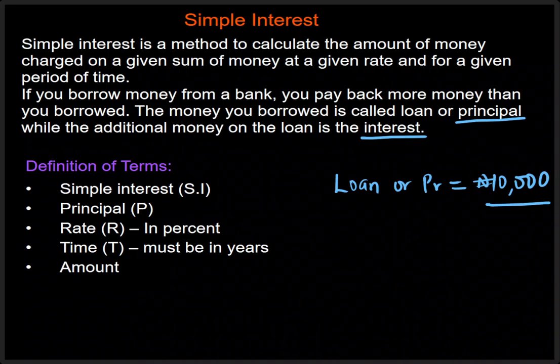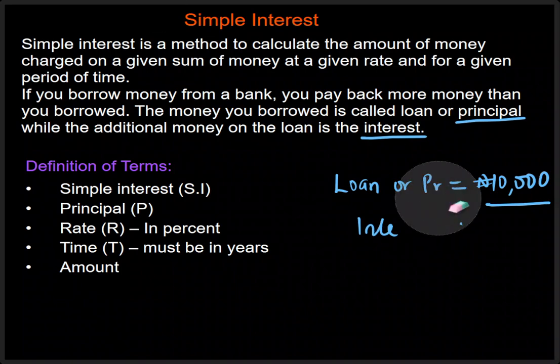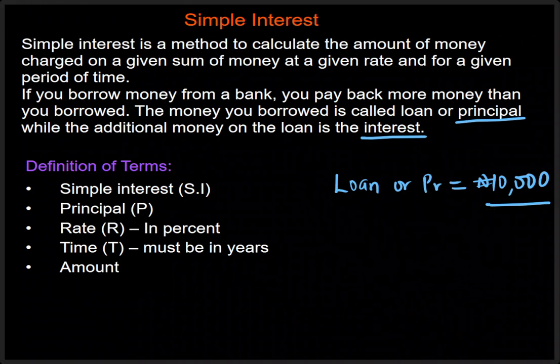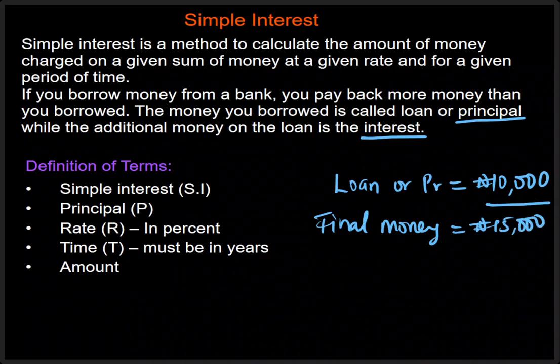Now, if you are paying back, maybe after 6 months or 1 year, okay, let's not look at it from the interest angle. Let's look at it as the amount, that's the final money you pay. Let me just use basic terms. So the final money you pay, let's say you now pay 15,000 naira.